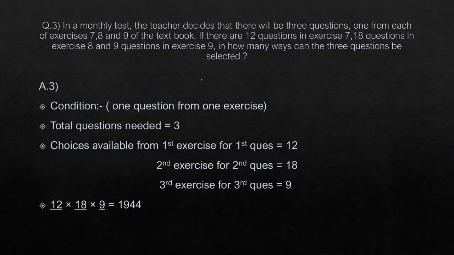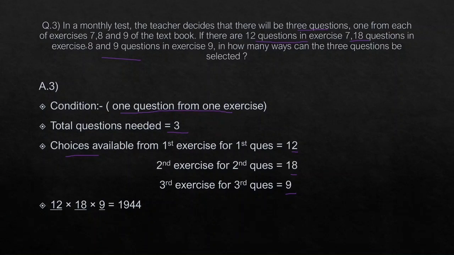The third question is about a monthly test, and the teacher decides that there will be 3 questions in the test, one from each of exercises 7, 8 and 9 of the textbook. And there are 12 questions in the first exercise, 18 in the second one and 9 in the third one. In how many ways can the 3 questions be selected? So the condition is that 1 question should be there from 1 exercise and the total questions needed are 3, and the choices available from the first exercise is 12, second is 18 and third is 9.